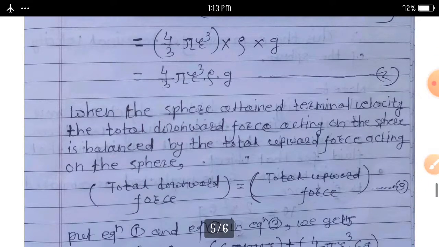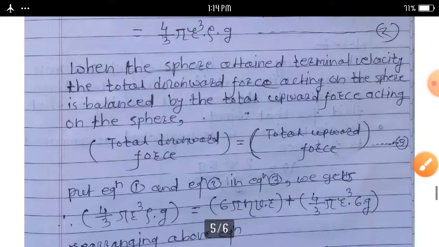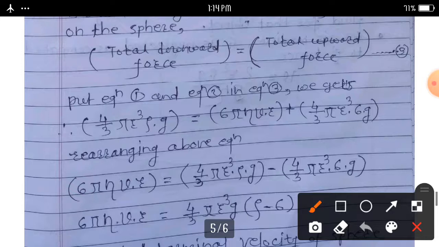When the sphere attains terminal velocity, the total downward force acting on the sphere is balanced by the total upward force acting on the sphere. Then we can write that both forces are balanced: total downward force is equal to total upward force. Consider equation third. Put equation first and equation second.